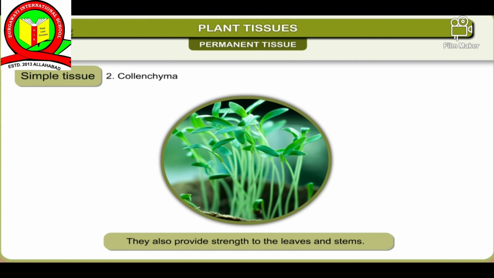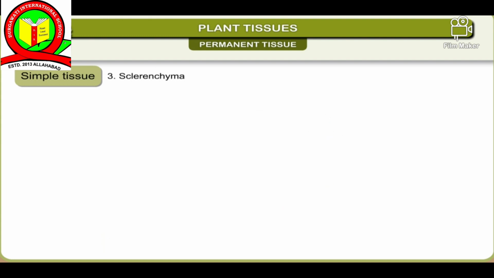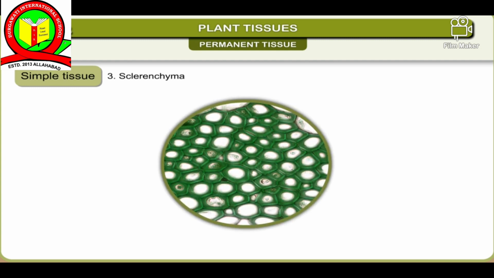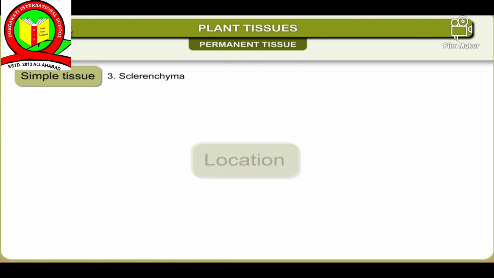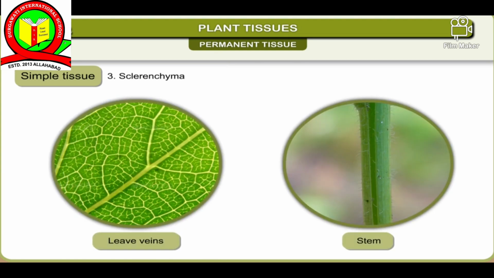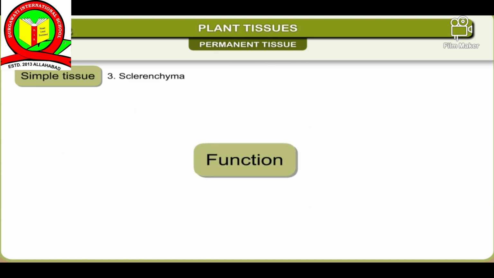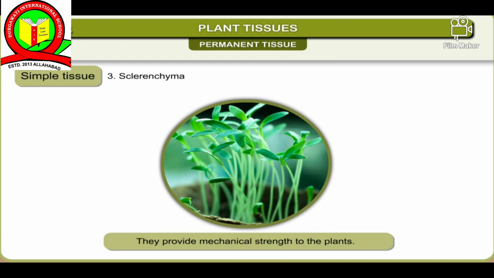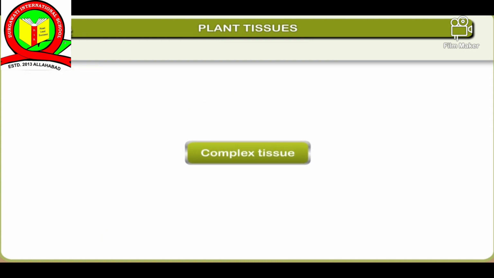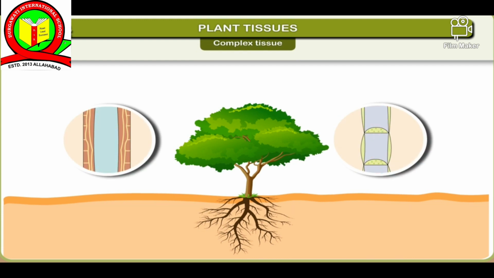Third kind of simple tissue is sclerenchyma. They are composed of very thick-walled dead cells. There are no intercellular spaces between the cells. Location: they are found on the veins of the leaves and the stem. Now the function of sclerenchyma: they provide mechanical strength to the plants. Completing simple tissues, we go on further to complex tissues.